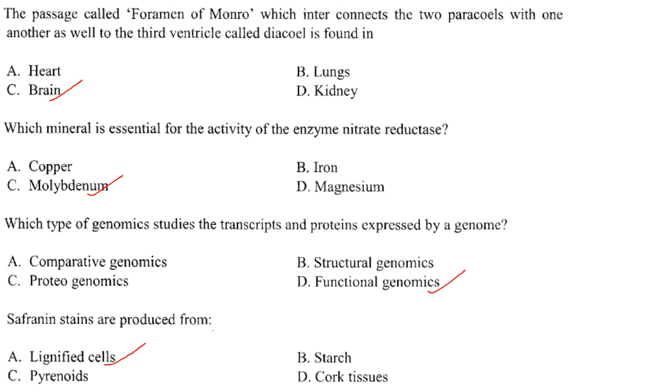Then which type of genomic studies the transcripts and proteins expressed by a genome? So it is functional genomics. Answer is option D. Then safranin stains are produced from... So they are produced from lignified cells. Answer is option A. It is actually not that safranin stains are produced from them; they are stains which stain lignified cells.